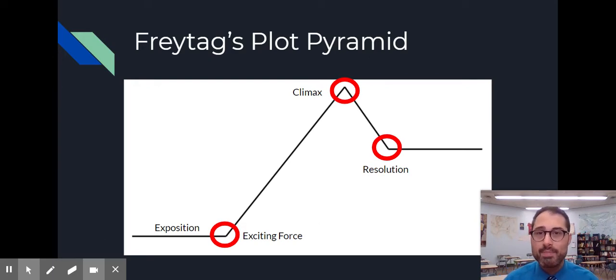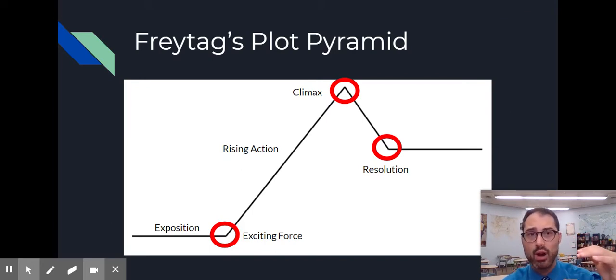This tells us our main characters, the setting. We're cued into the point of view the author's using. And this is everything that gets the story in place, and then the exciting force or the inciting incident or inciting moment happens, and the conflict is initiated, the main conflict. This leads to a rising action. Things get a little bit more complicated.